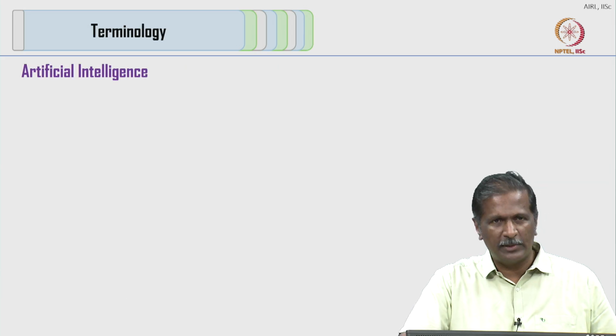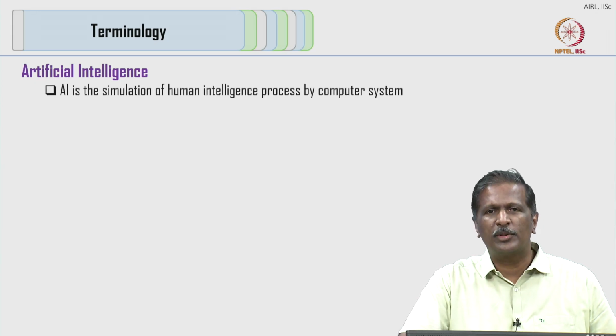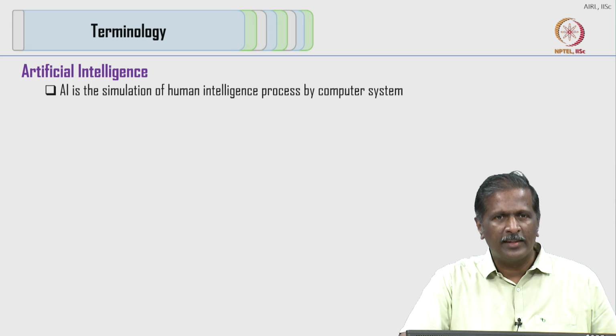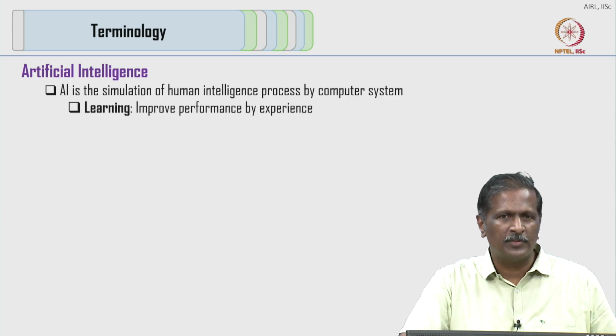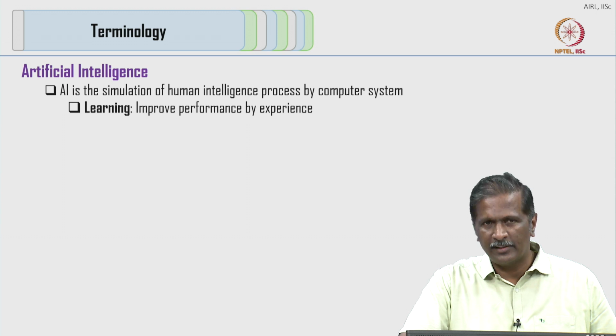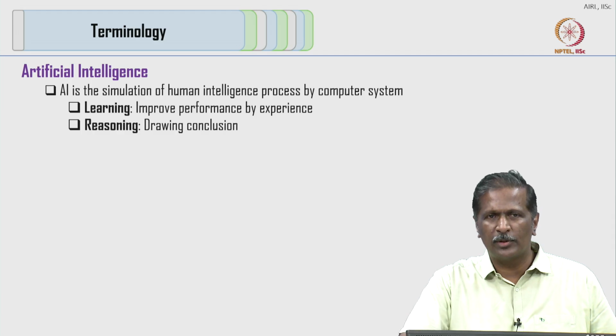Now let's look at the terminology just to give a recap with respect to what we discussed in the last lecture too. What is AI? AI is a simulation of human intelligence processed by a computer system. It talks about learning and how it can improve its performance by experience. Talk about reasoning, how it can draw conclusions.